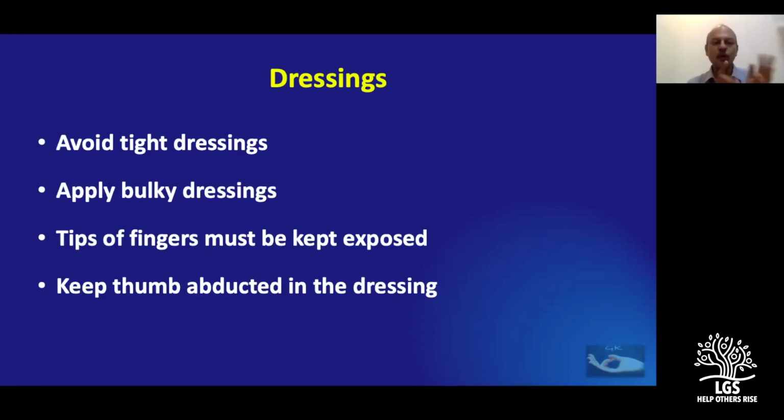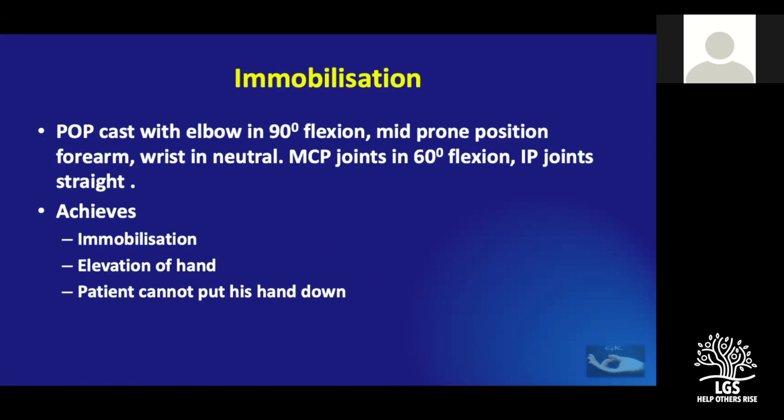Dressings, of course, you avoid tight dressings. Usually we apply bulky dressings. The tips of the fingers must be kept exposed and the thumb must be kept abducted in the dressings. What is the position of immobilization? We need to immobilize in a POP cast with the elbow in 90-degree flexion, mid-prone position of the forearm, wrist in neutral position, MCP joint 60-degree flexion, IP joint straight. This is the position in which it is going to be kept.